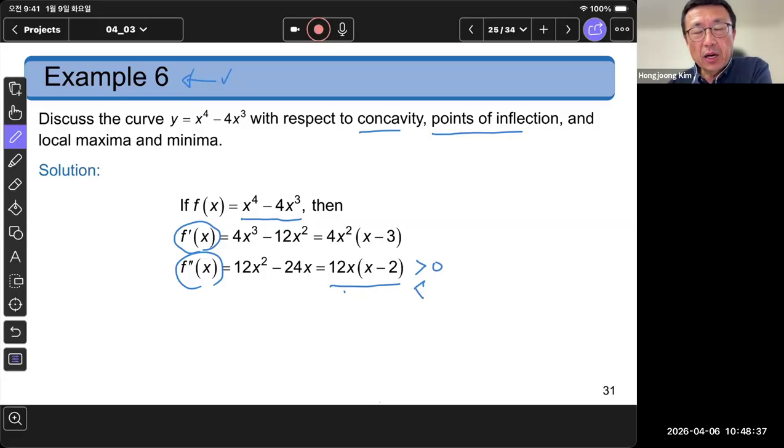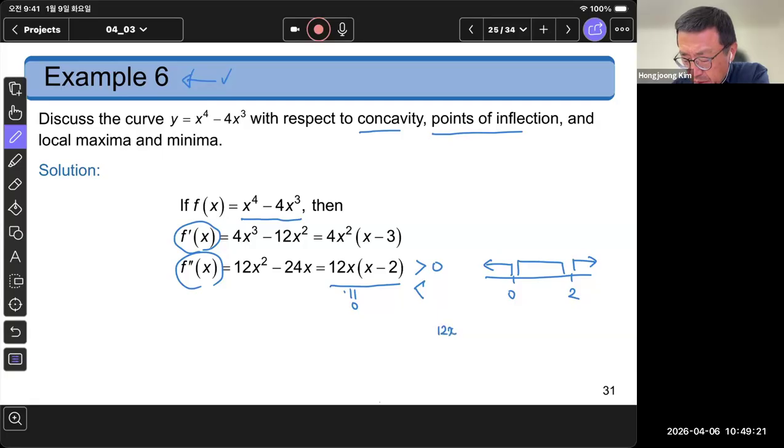And the intervals are obtained by considering the points where f double prime is 0. F double prime is 12x times x minus 2. That is 0 when x is 0 or 2. So as we did previously, given these 2 points, the interval is split into 3 intervals. To the left of 0, between 0 and 2, and to the right of 2. Now to the left of 0, 12x is negative, x minus 2 is negative, right?